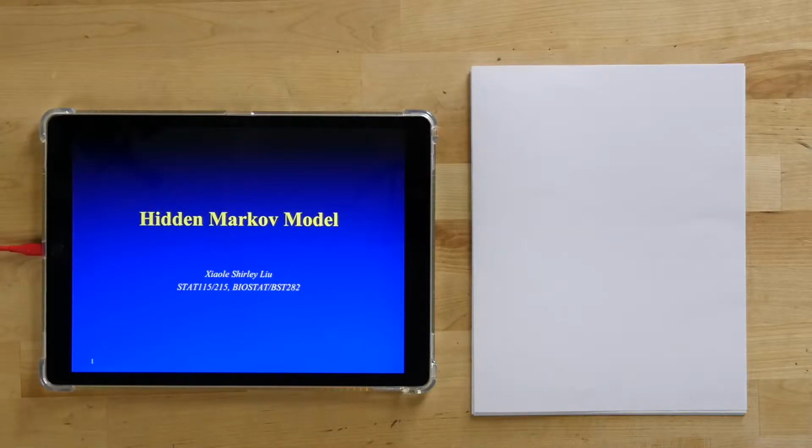Welcome everyone to Statistics 115-215 class again, and today we're going to talk about hidden Markov model. They are statistical and machine learning algorithms. From the name, they sound so scary and difficult, but once you learn the simplicity and beauty of it, you will enjoy using it for many problems, and hidden Markov model is one such problem.